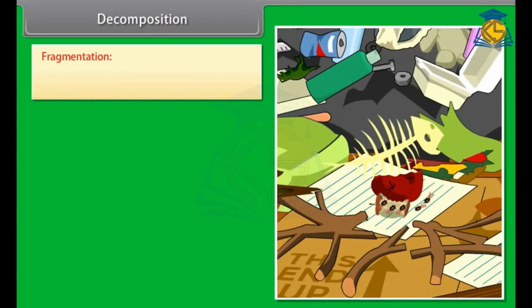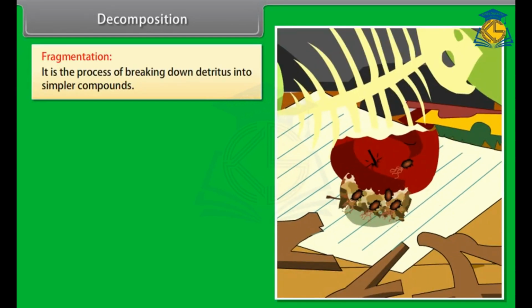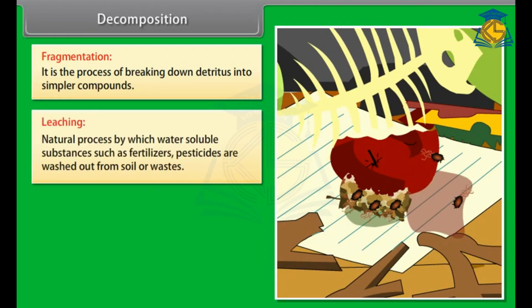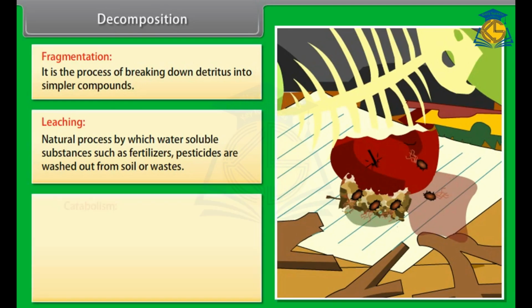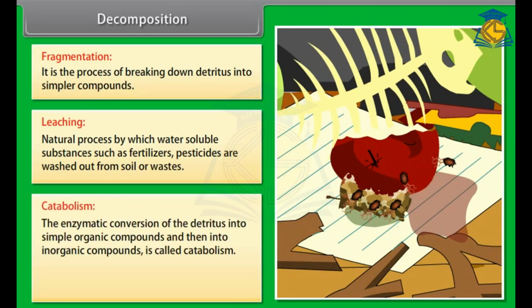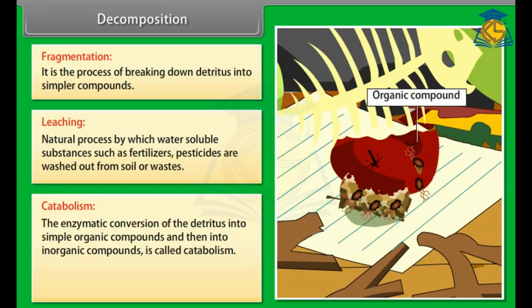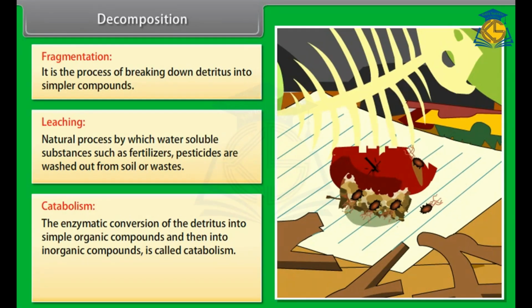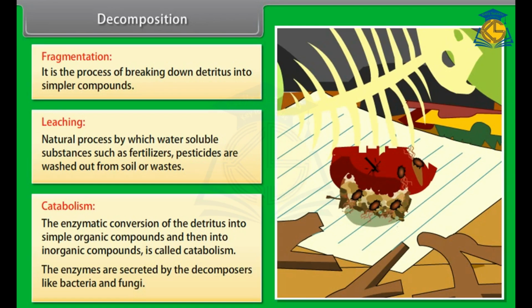Fragmentation. It is the process of breaking down detritus into smaller particles. Leaching. Natural process by which water-soluble substances such as fertilizers, pesticides are washed out from soil or wastes. Catabolism. The enzymatic conversion of the detritus into simple organic compounds and then into inorganic compounds is called catabolism. The enzymes are secreted by the decomposers like bacteria and fungi.